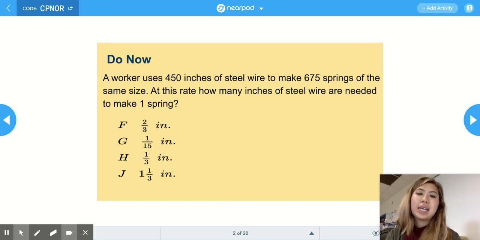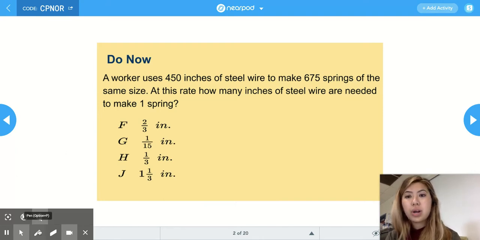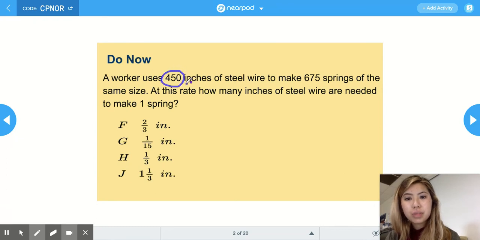Hi, welcome to today's math lesson on graphing proportional relationships and determining what the unit rate, the slope, is from the graph. Our do now question reads, a worker uses 450 inches of steel wire to make 675 springs of that same size. At this rate, how many inches of steel wire are needed to make one spring?